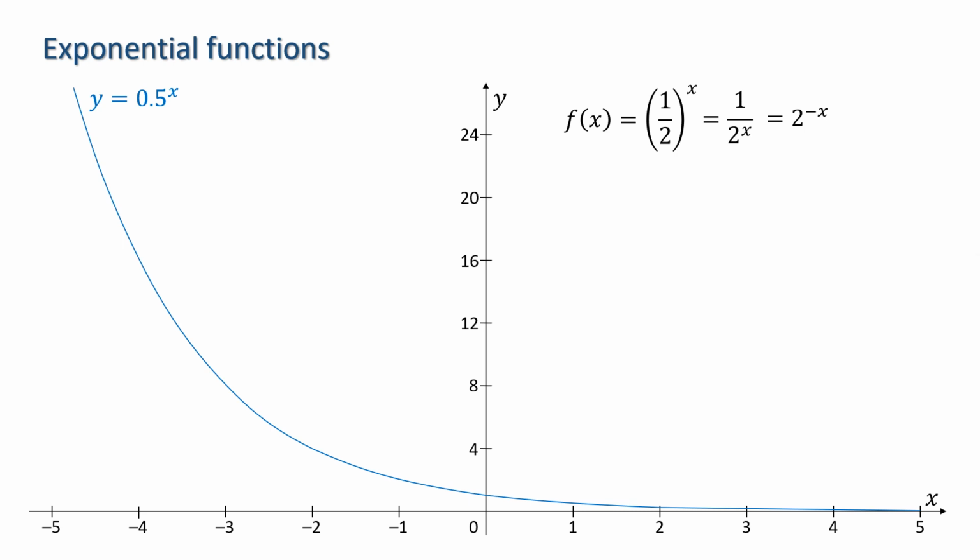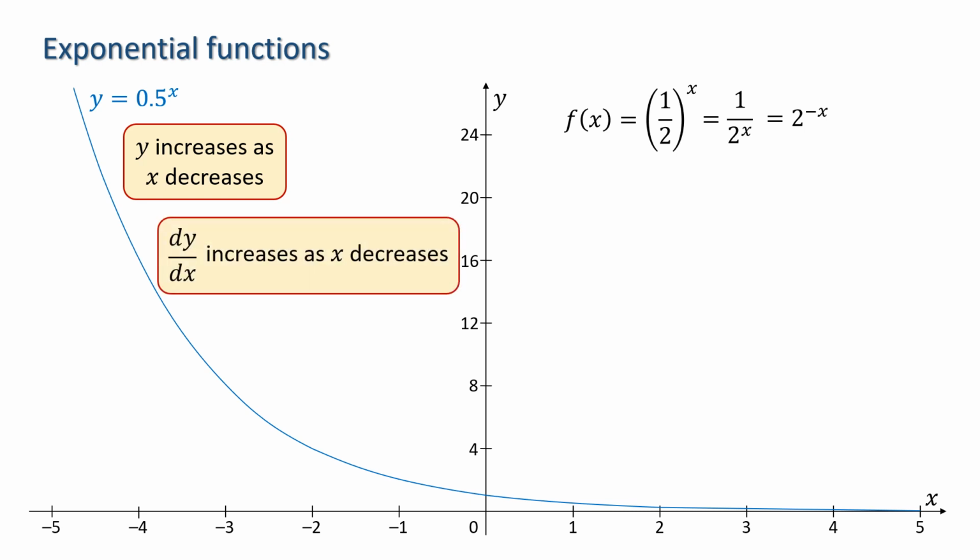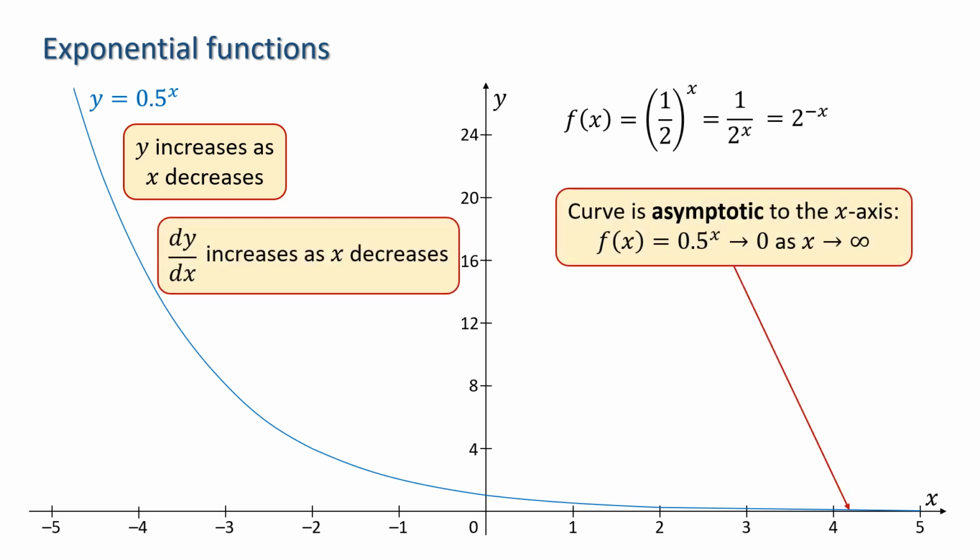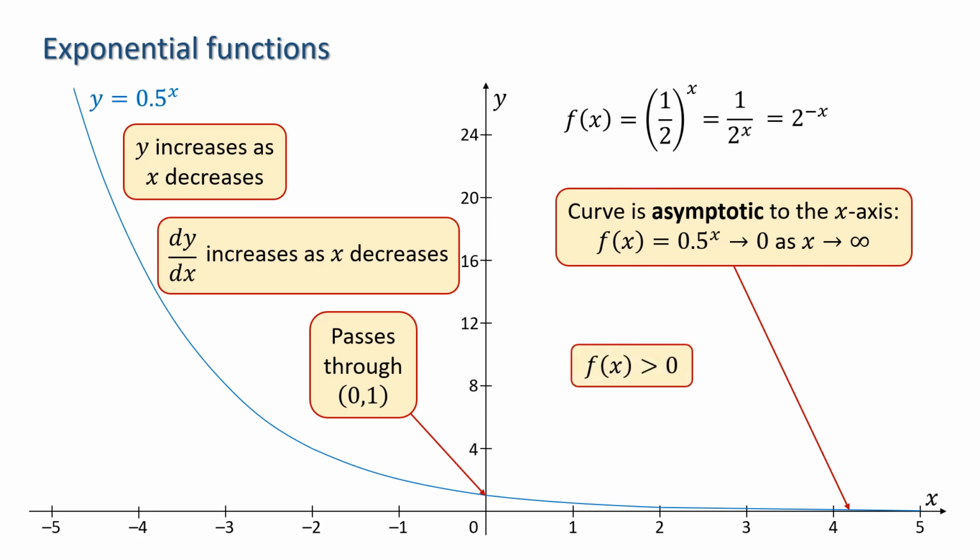In this case, the function increases as x decreases, as does the gradient, and the x-axis is an asymptote as x increases. The curve still passes through the point 0, 1 and is always positive.